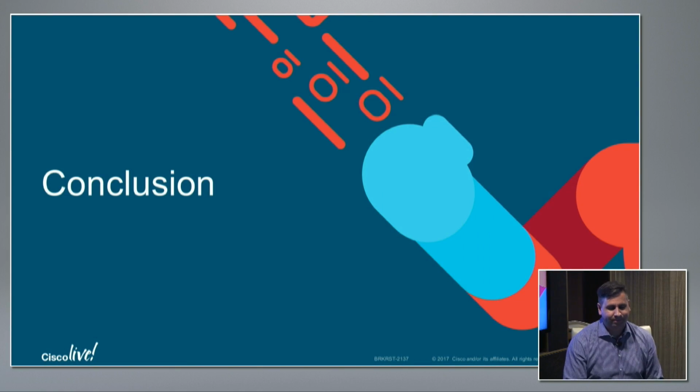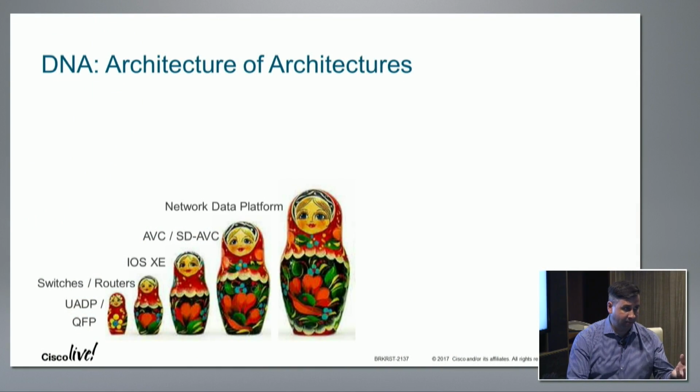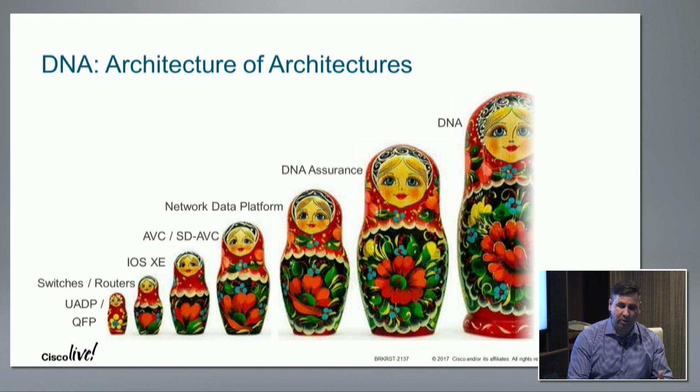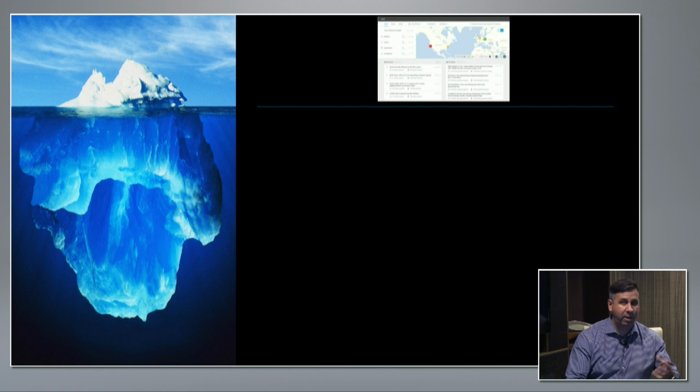So in conclusion, this is what I want to leave you with: DNA is an architecture of architectures. From the lowest level, the ASICs, to how they're architected in the switches and the routers, to our software, to tools within our software like AVC or software-defined AVC, to our analytics engine, to our assurance application. It's just a very complex architecture.